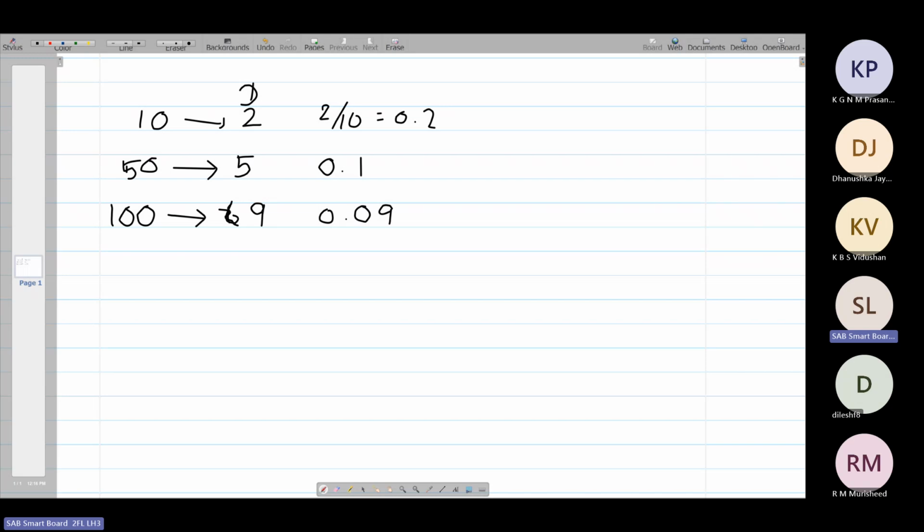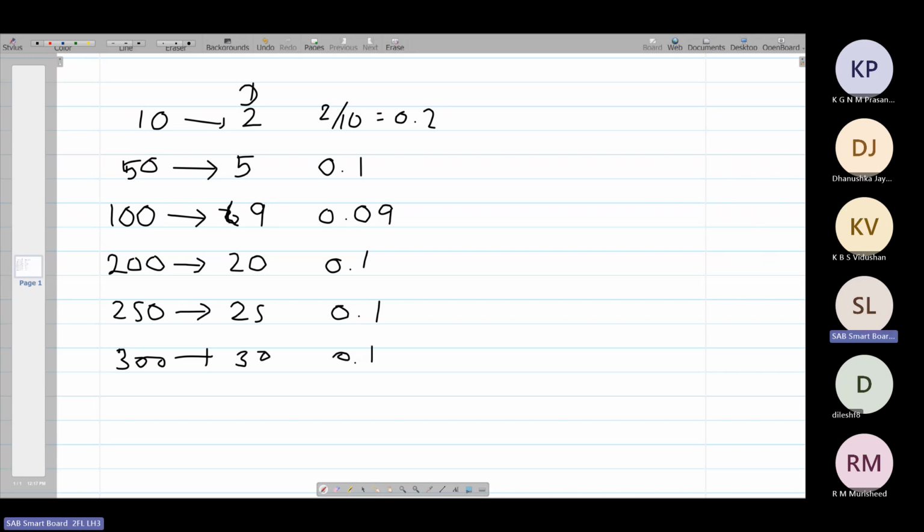Then we take 200 items, and we find 20 are defective. It means 0.1. Then next time we take 250, and 25 are defective. It is also 0.1. Next we take 300, then 30 are defective, which means 0.1. Now what happened? The probability value is approximately equal to 0.1, and based on that, we can say the defective rate is 10%.